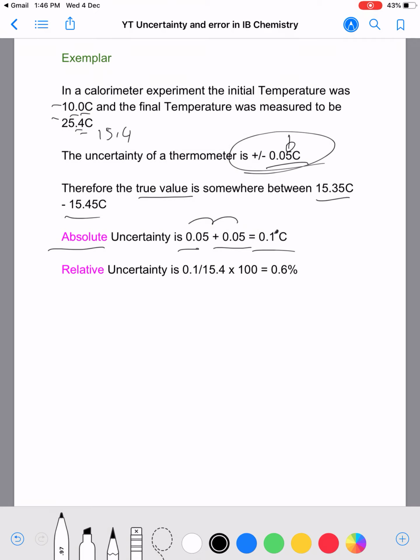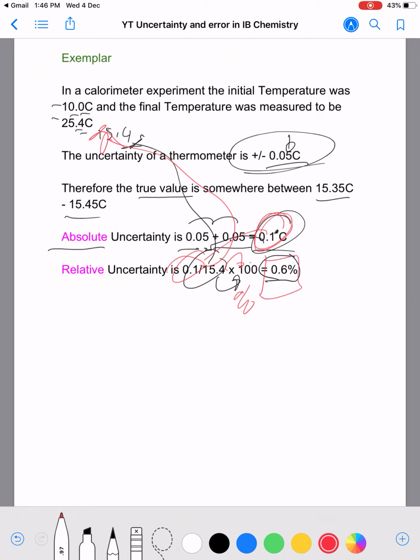So we could quote 15.4 degrees C plus or minus 0.1. So it's going to be somewhere between 15.3 and 15.5. Cool. Right. How do I work out the relative uncertainty? Well, we take the absolute uncertainty, divide it by the measured value, times it by 100 to get a percent. Let's do that again. Take the absolute uncertainty, divide it by the measured value, times it by 100 to get it in percent, and that gives me 0.6%. Now this is powerful, because I can do that to every integer that I use during the generation of data to use in a calculation.